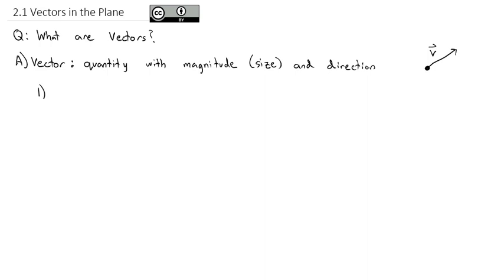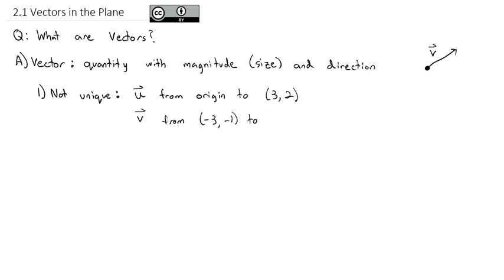And what's interesting about vectors is they're not necessarily unique. Let's say we've got a vector u, and we use the little vector-looking symbol above it to let us know that's a vector. Vector u goes from the origin to the point 3, 2. And vector v goes from -3, -1 to 0, 1.